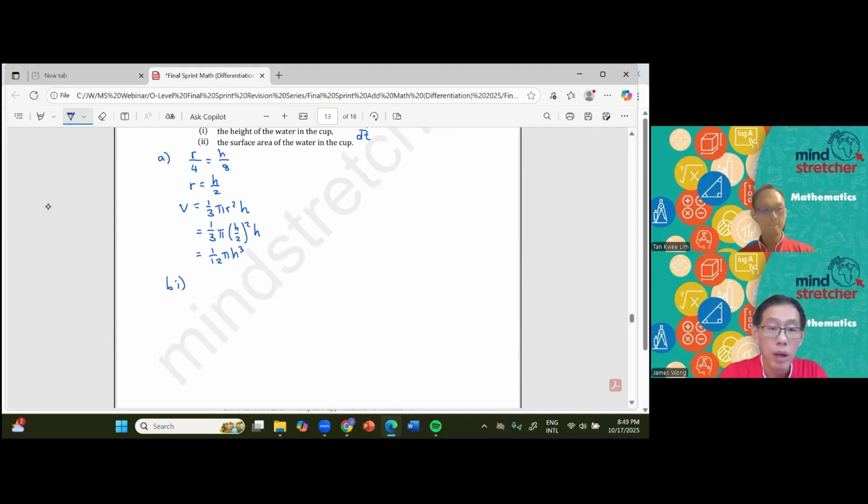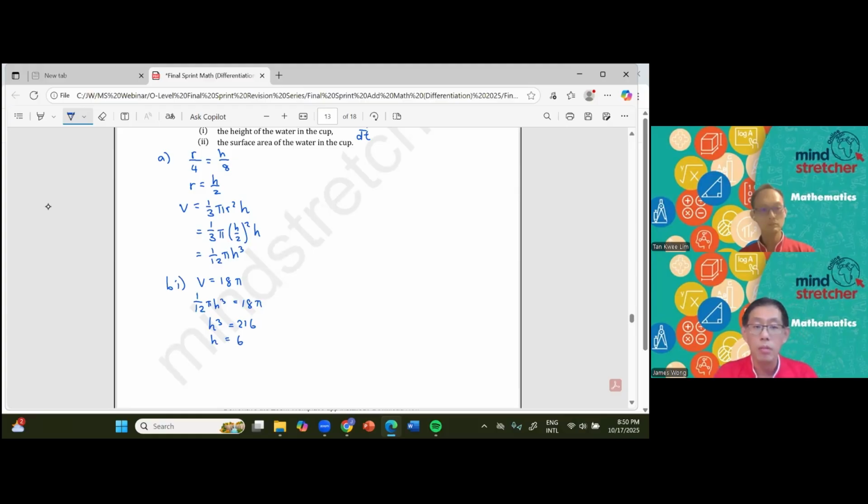Okay, so I want to know at the instant when the volume is 18 pi, what will be the value for H? Okay, I can find it, right? Because I know my volume is actually 1 over 12 pi H cubed, and this is equal to 18 pi. Okay, so with that, I will be able to know what is my H cubed. So I can simplify that. Pi and pi can cancel away. So this one will give you 216 if you use a calculator. So from here, I know my height is actually 6.